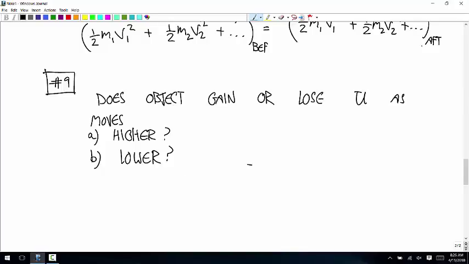Okay, so the answer to this just comes from the formula for gravitational potential energy. But there's something more important about this question than just that equation. There's an important intuition here. So gravitational potential energy is mgh.